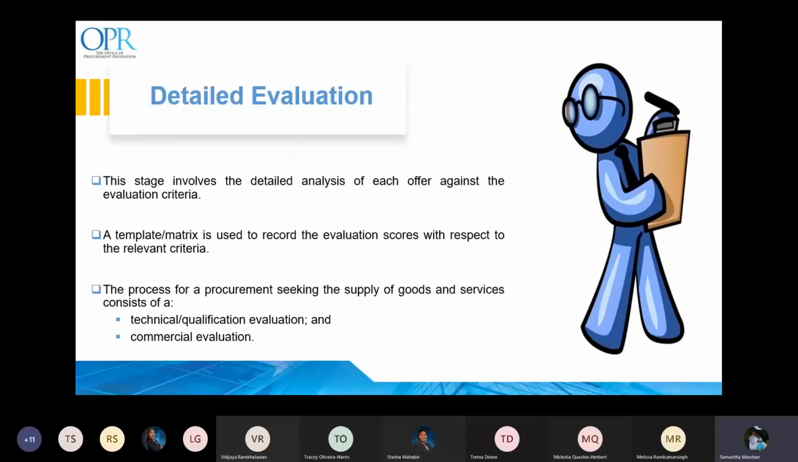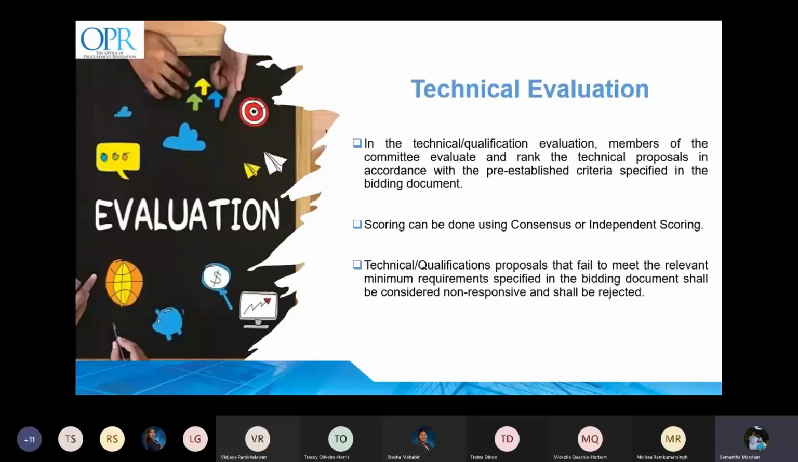Now, the detailed evaluation consists of a technical or qualification evaluation and a commercial evaluation. Assessing the technical aspects of the proposal is one of the most important stages of the evaluation process. At this stage, the evaluation committee reviews and ranks proposals in accordance with the pre-established criteria specified in the bidding documents. Now, we will continue to stress this because this is very, very important.